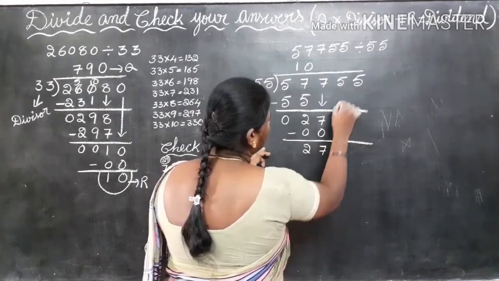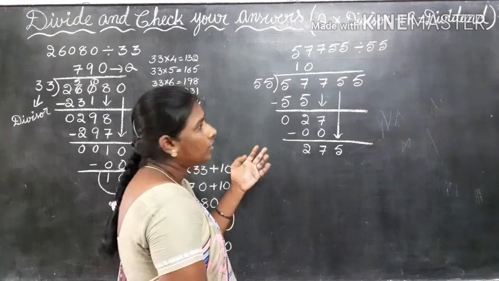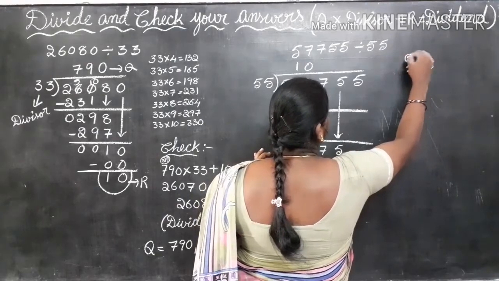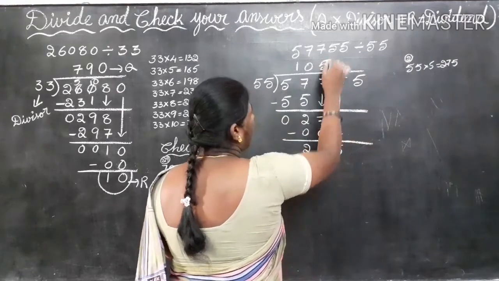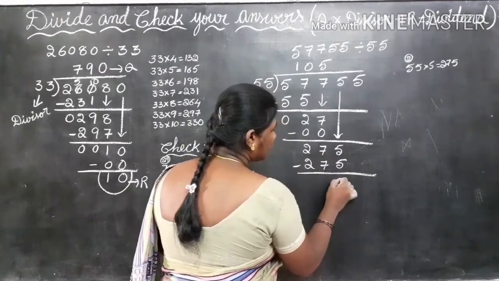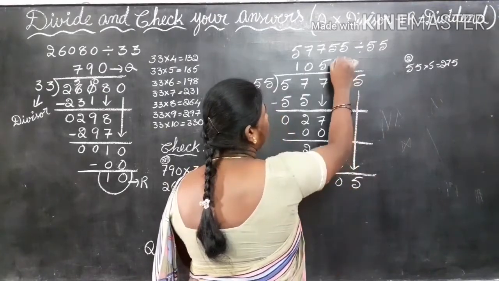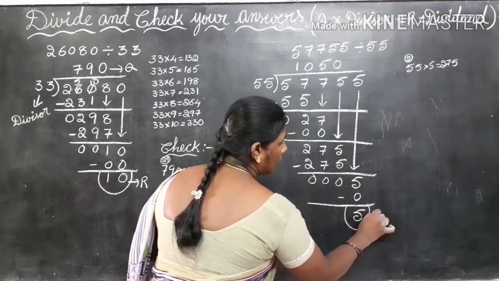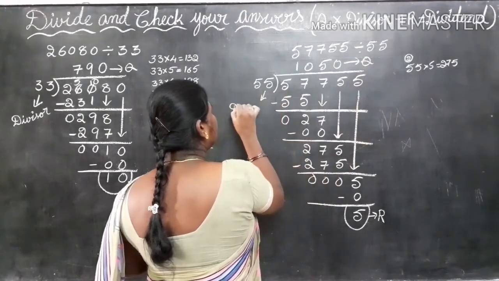7, 2. Now take this 5, 275. In the 55 table, 275 will come. 5 table check: 5 5s are 25 plus 2, 27. 275. So 55 5s are 275. So 275, it is zeros all. Next 5. In the 55 table, 5 will not come. So 55 zeros, 0. 5 minus 0, 5. So it is the remainder. It is the quotient. It is the divisor.